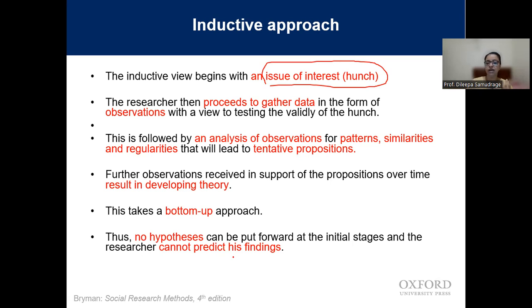So it starts from a hunch, then you collect data based on your research interest, then you decide these are the patterns, these are the similarities, these are the behaviors, these are the observations. You come up with those things. Based on those things, you decide your propositions. Then using the propositions, you can sometimes develop a concept or a theory. So it's a bottom-up approach, not a top-down approach, right? Therefore, here no hypothesis, and you cannot predict your findings at the beginning, right? So that is what we call the inductive approach. Clear?